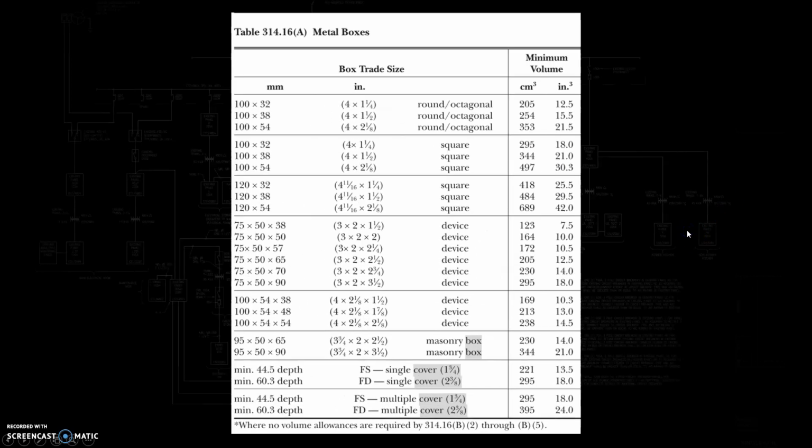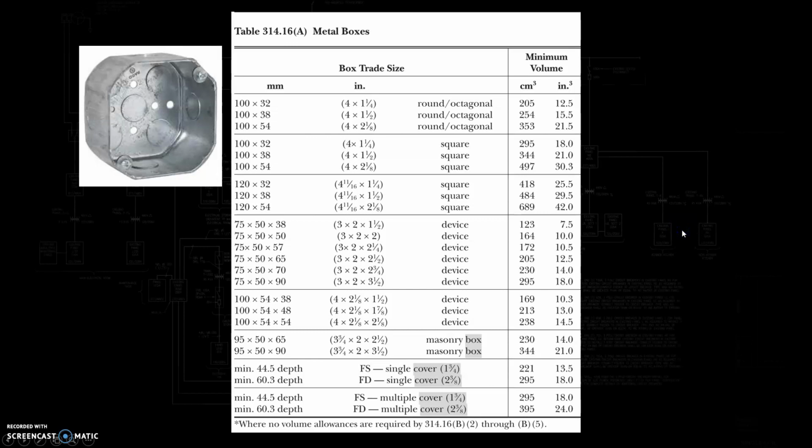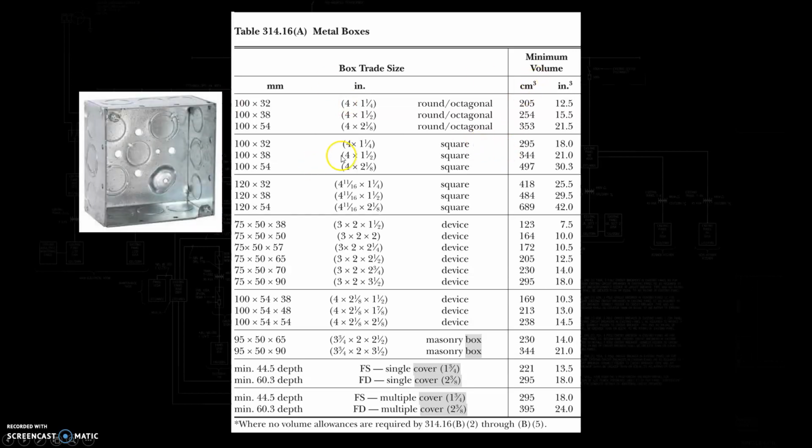So if we talk about a round or octagonal box, that's what we have. I think that one's pretty easy to imagine. And notice they give us 4 by 1 1/4. So 4, since this box is pretty symmetrical, is this dimension, 4 this way, 4 this way. The second number is actually the depth. How deep is the box? And since this is round or octagonal, they don't give us both of these dimensions because we understand they're the same. Same story with our 4 by 1 1/4, 1 1/2, 2 1/8.